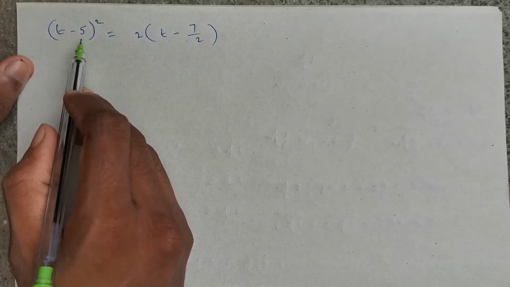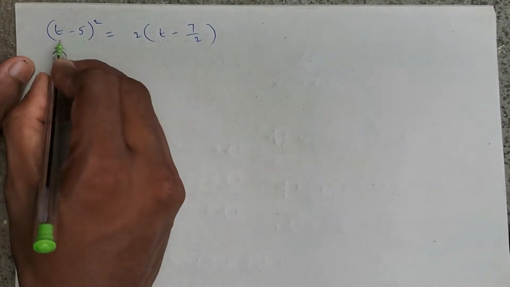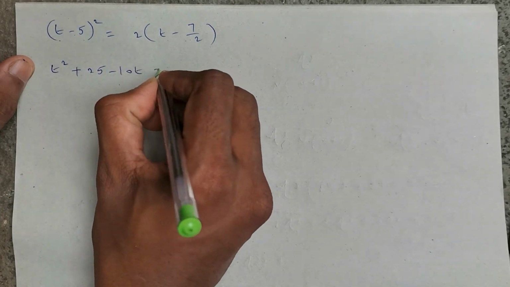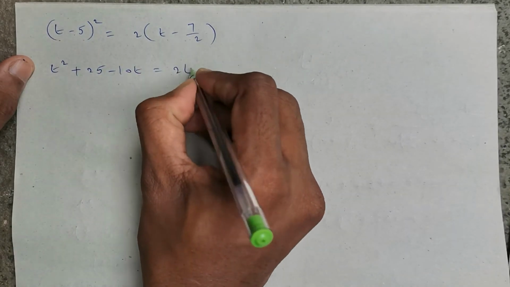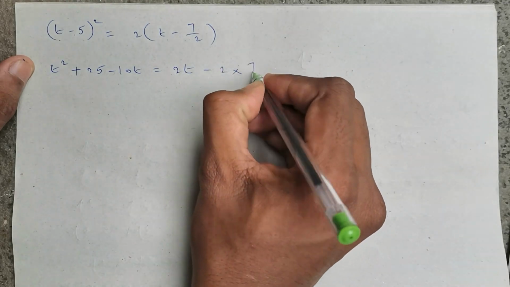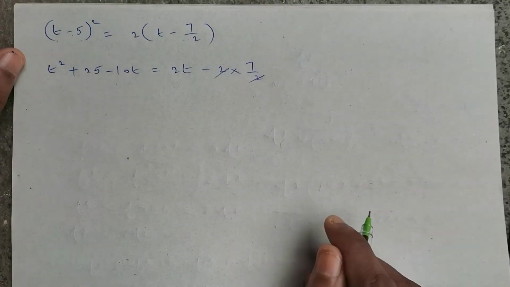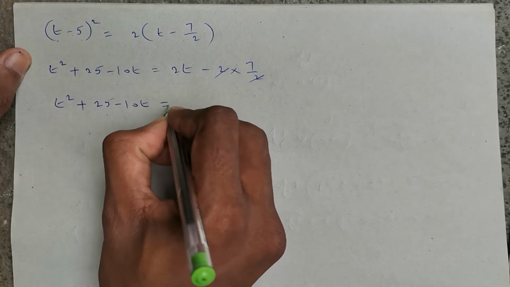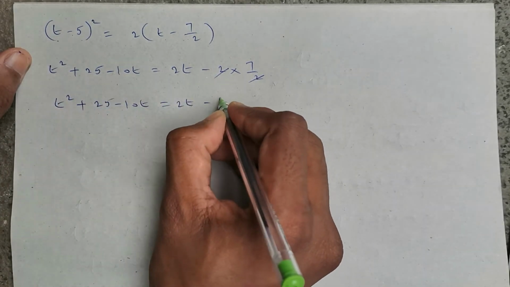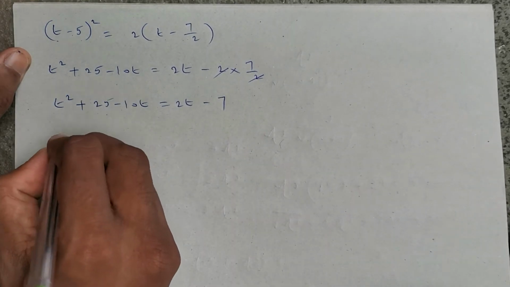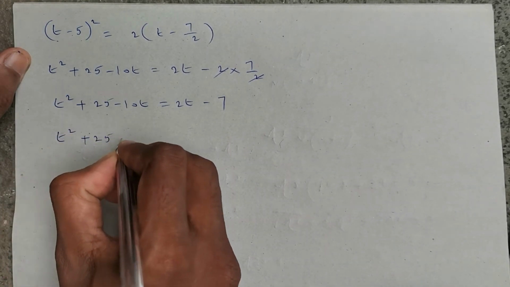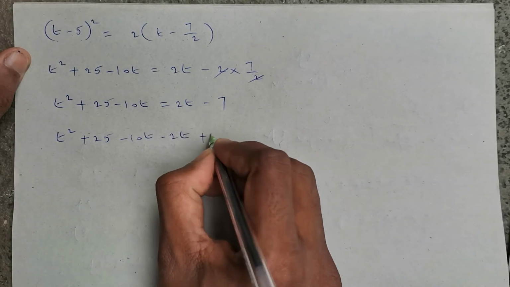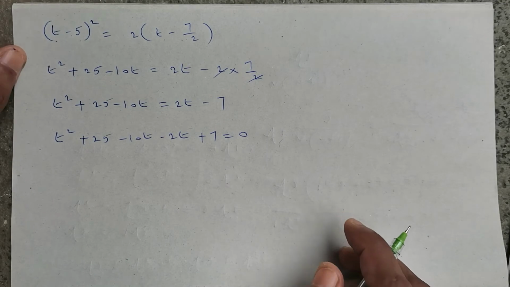Okay, here t minus 5 whole square is there, so I will expand it. A minus b whole square formula, a square plus b square minus 2ab, is equal to 2 into t, 2t minus 2 into 7 by 2. 2 will get cancelled. So we remain with t square plus 25 minus 10t is equal to 2t minus 7. Everything I will bring one side. t square plus 25 minus 10t plus 2t will become minus 2t, minus 7 will become plus 7, is equal to 0.